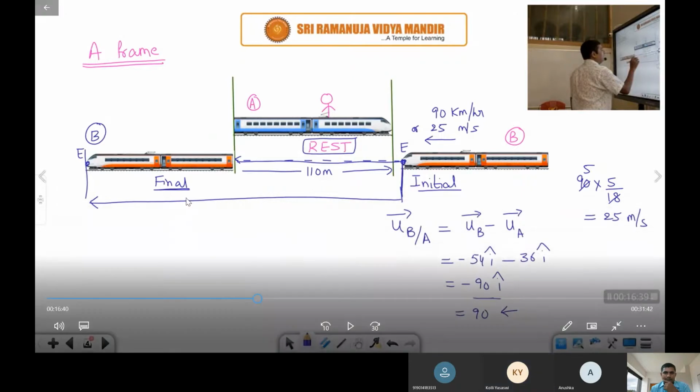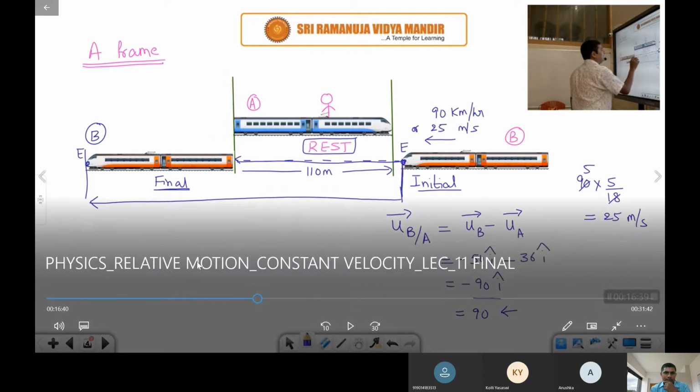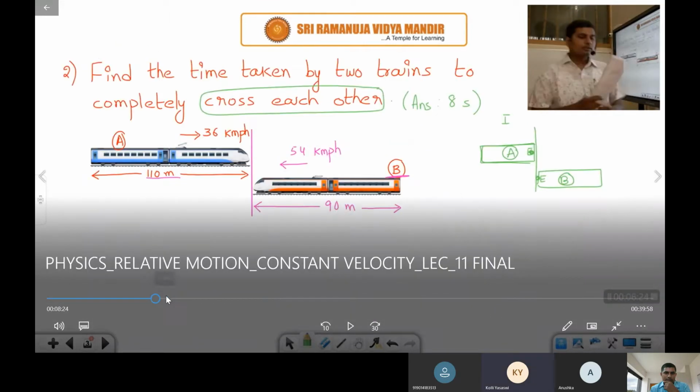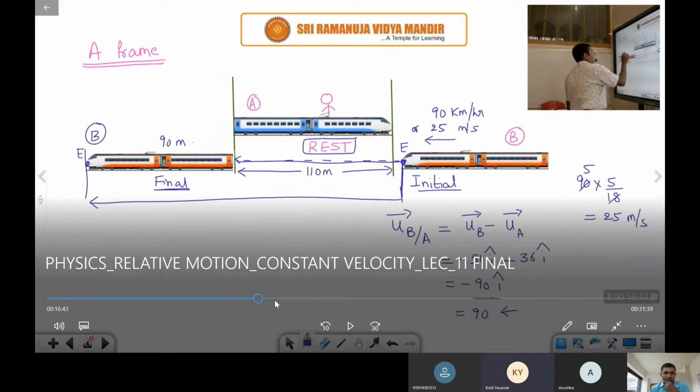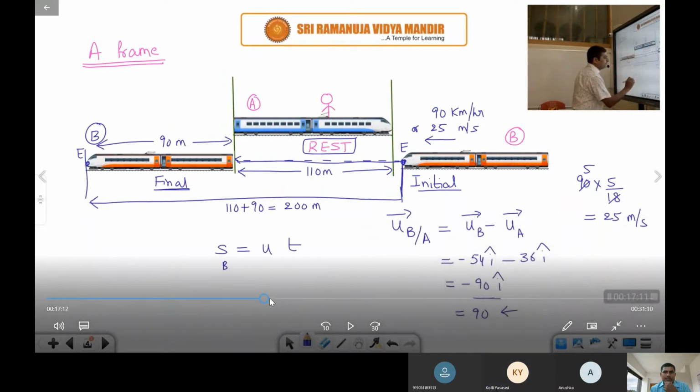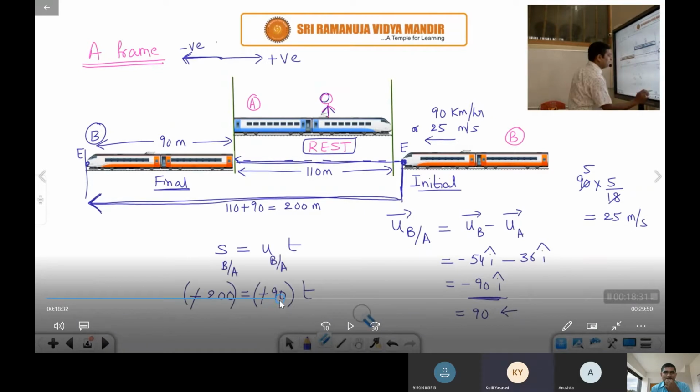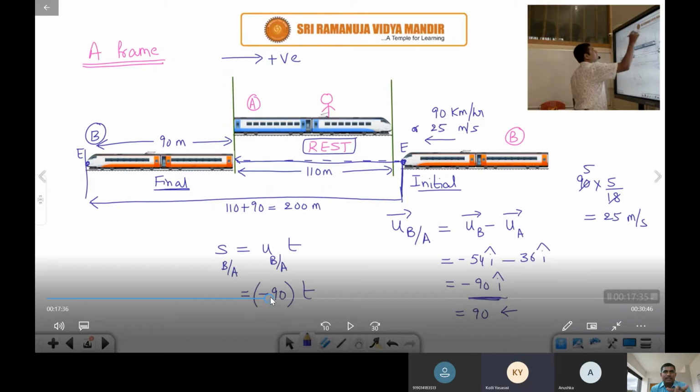A and B. 110 plus, I think this is 90, right? The length of this, yes, sir, 90. So it will be 200 meters. Correct. Now, is this plus 200 or minus 200? Plus 200, sir. It depends on the sign convention.